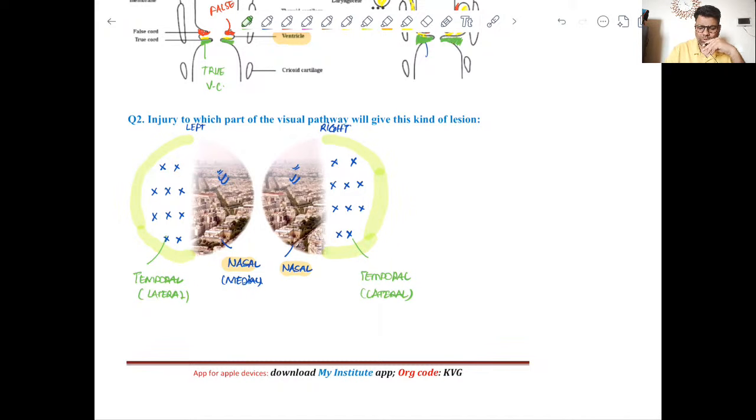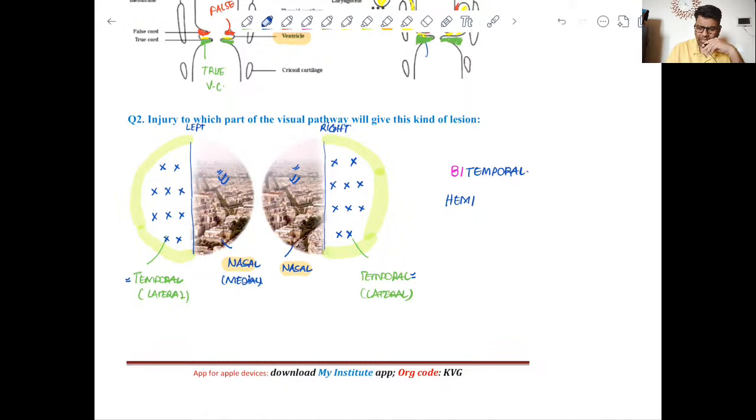So when we say both the eyes, we have to use the word bi. If we have to mention the lateral field or temporal, we will write the word temporal. Now this is exactly the half of the field, half of the visual field. So we will write the word hemi.